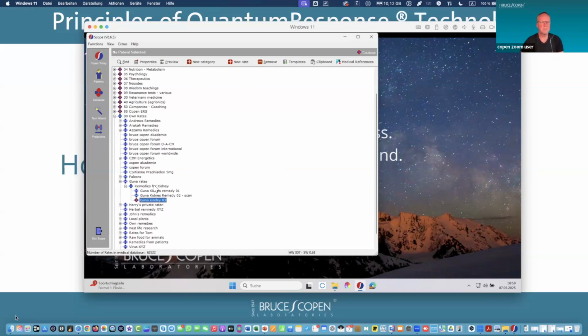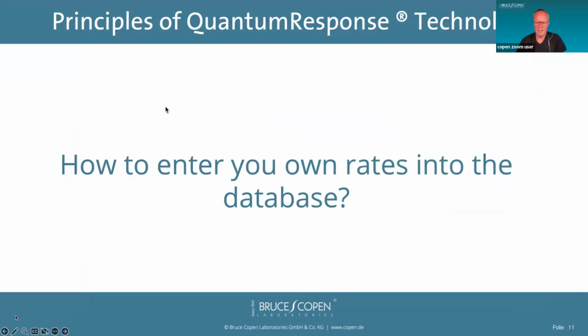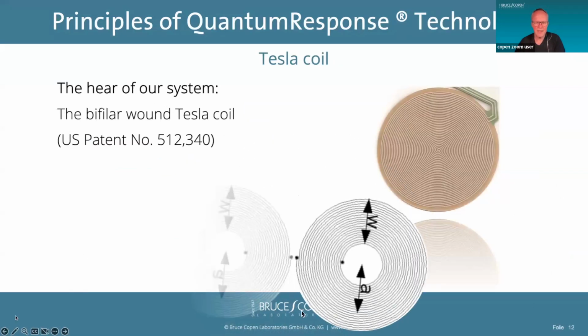Then it's actually moved where it's supposed to be. So how does it technically work to actually scan in a rate? I just want to briefly cover that.